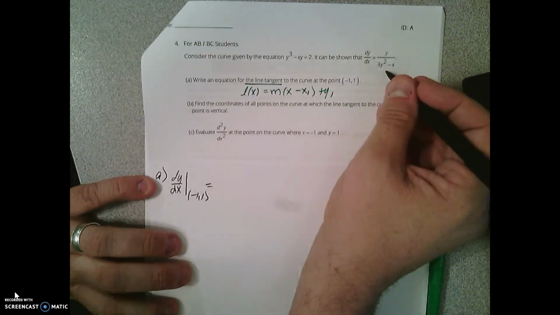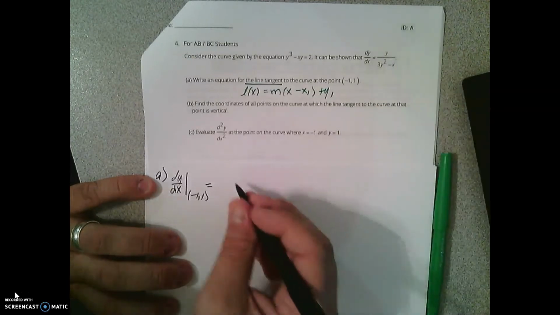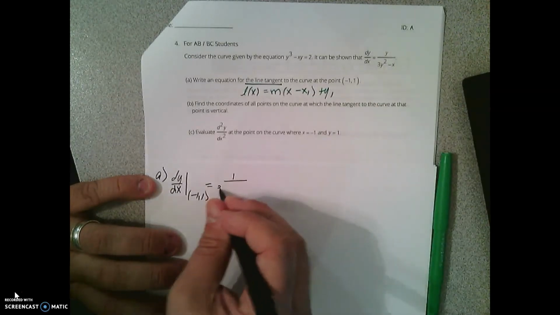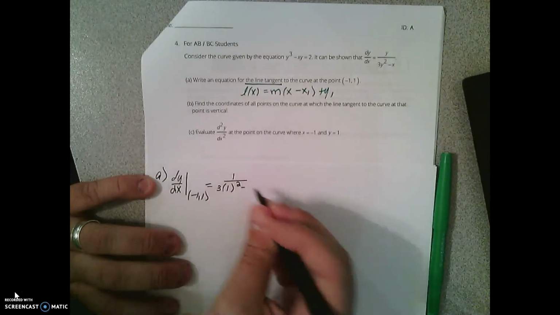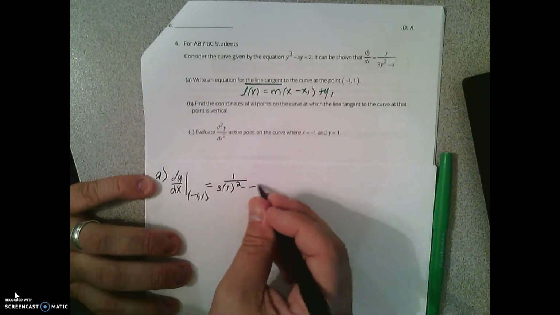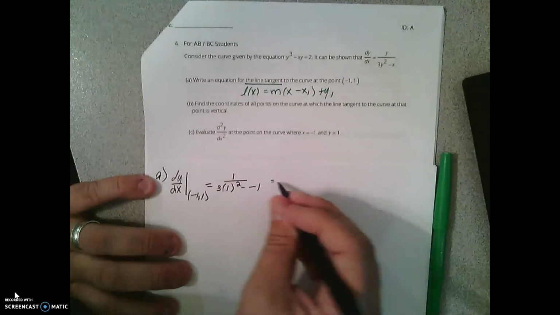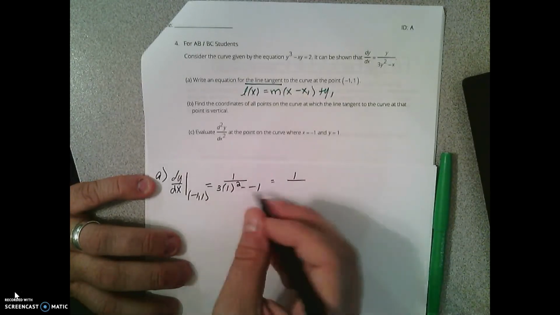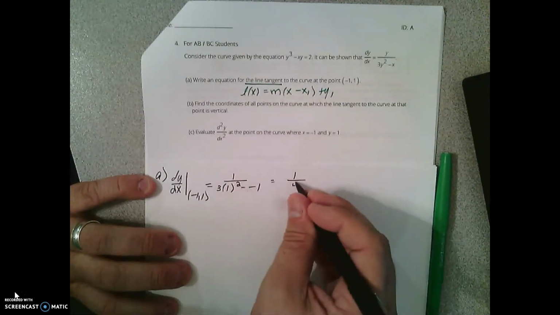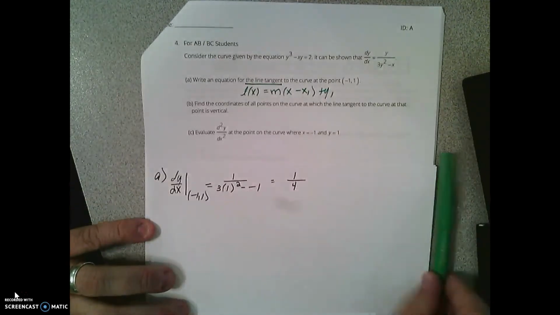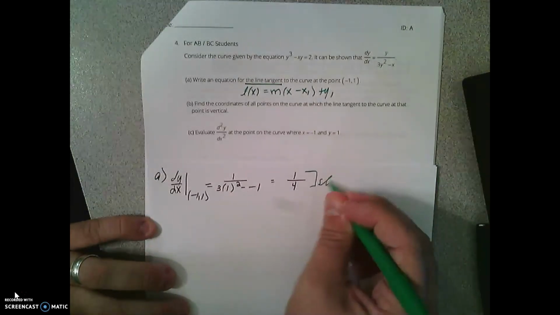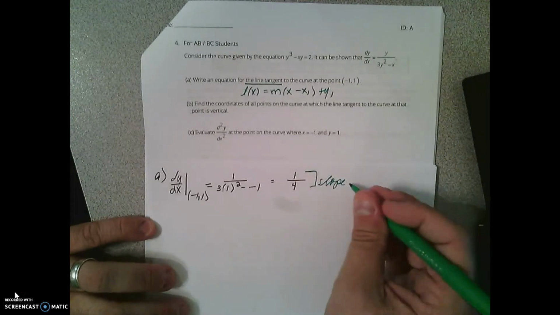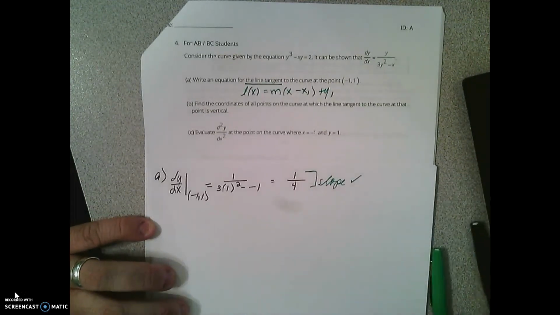We have our derivative expression. Everywhere there's a y, replace it with 1. So 1 divided by 3 times 1 squared minus -1. Simplify that carefully. 1 squared is 1 times 3 is 3. 3 minus a -1 is 4. That 1/4 represents the slope. Coming up with that slope gives you 1 point.